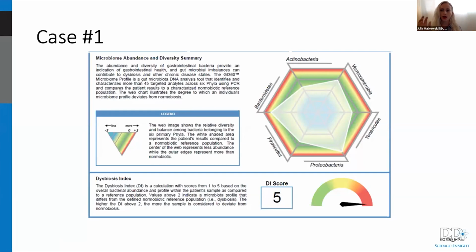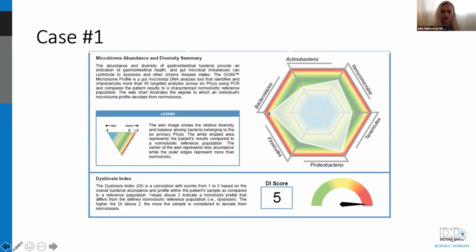Now, the white web area, this is your patient's result. If this is really skewed in, right off the bat you're going to know low abundance. And if it's really skewed to any one of the specific phyla, you will know that diversity is off, and you can address that accordingly.